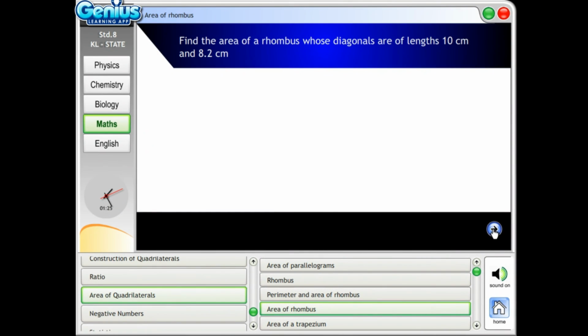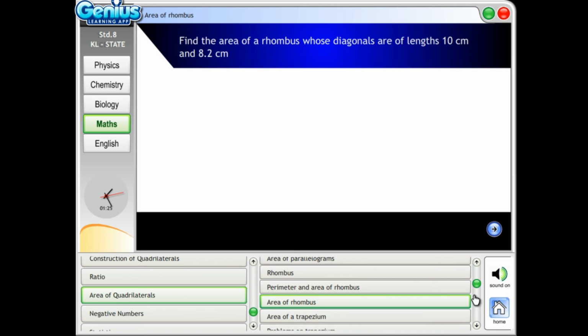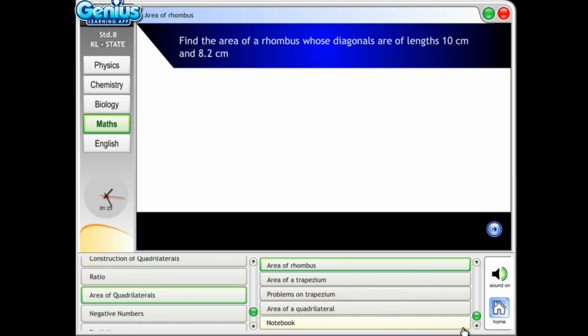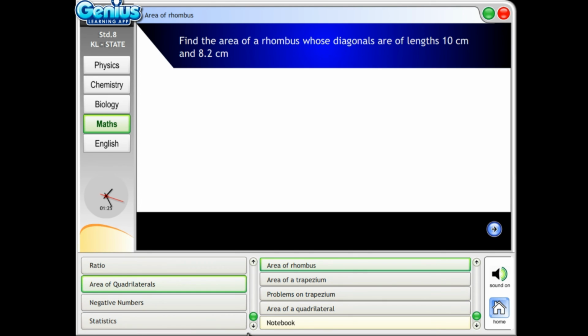Problem on finding the area of a rhombus. Find the area of a rhombus whose diagonals are of lengths 10 centimeters and 8.2 centimeters. Solution.